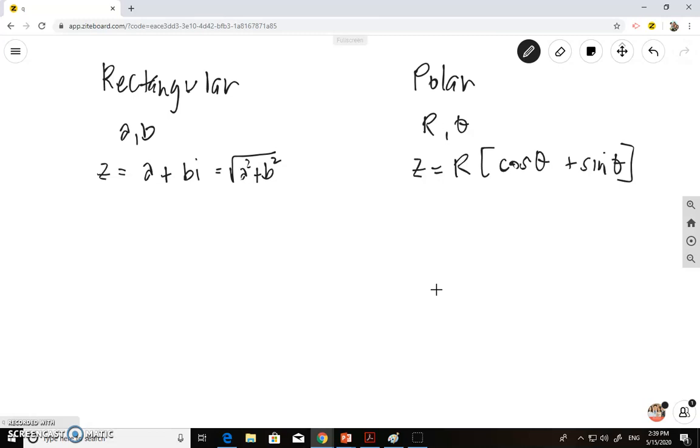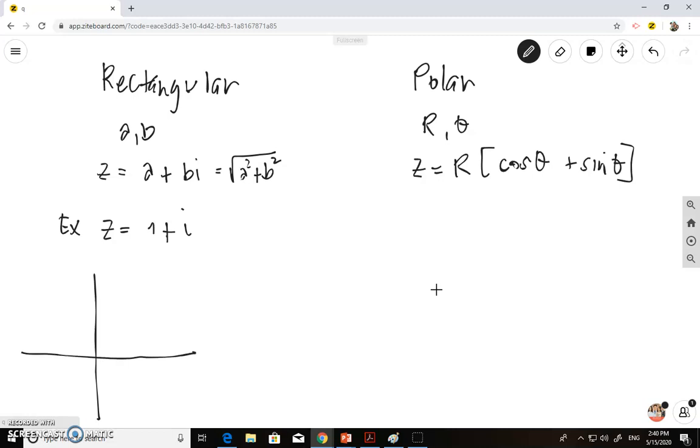For example, we will solve z equals 1 plus i. Make it in the form of a polar form, or the trigonometric form of a complex number. So therefore we will have to graph first.